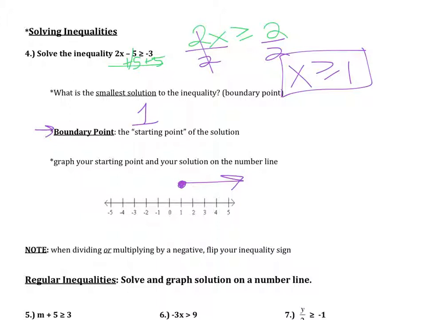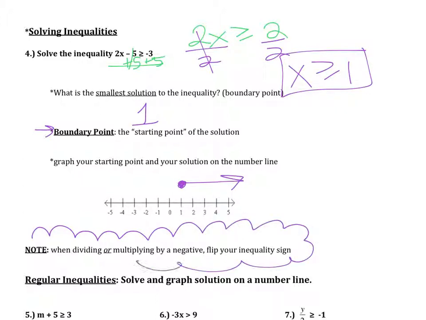There's a special note here that when you are dividing or multiplying by a negative, you are going to flip your inequality sign. This is very, very important. If you do not do this, you're going to run into mistakes, so you must flip that inequality sign. And we'll take a look at some examples here in a second.